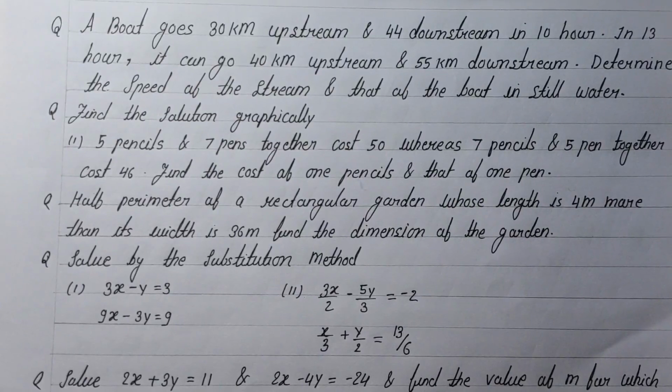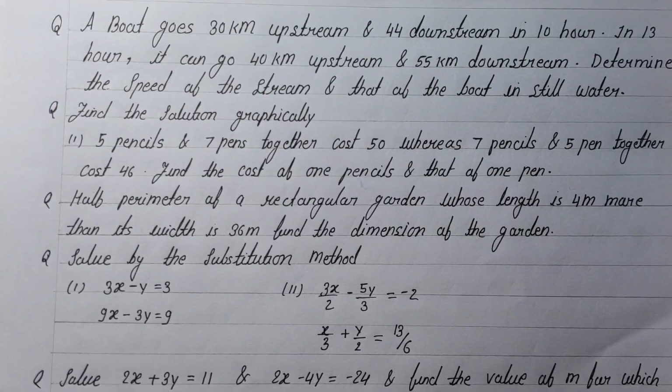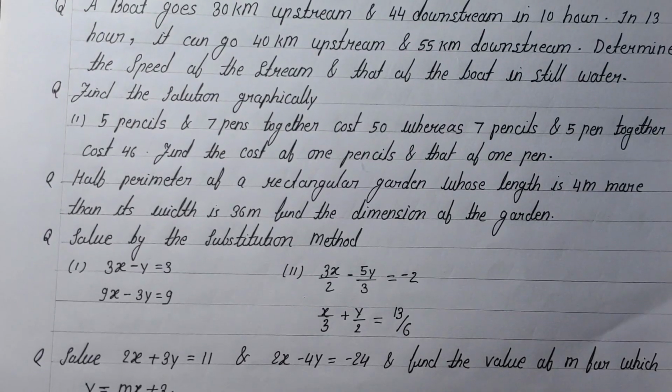Next, a boat goes 30 km upstream and 44 km downstream in 10 hours. In 13 hours, it can go 40 km upstream and 55 km downstream. Determine the speed of the stream and that of the boat in still water. Next, find the solution graphically.